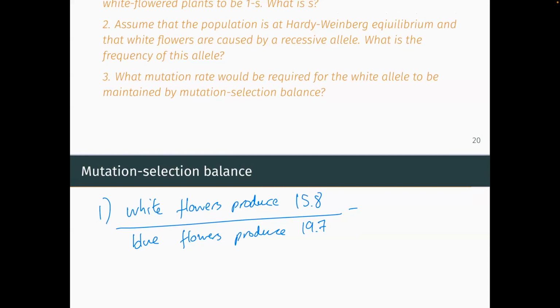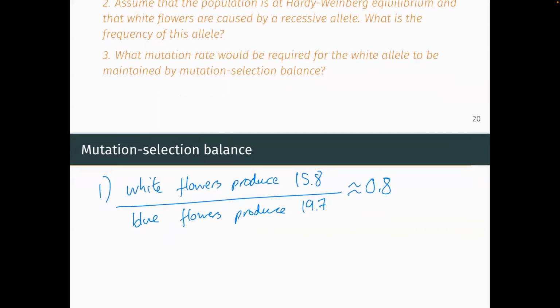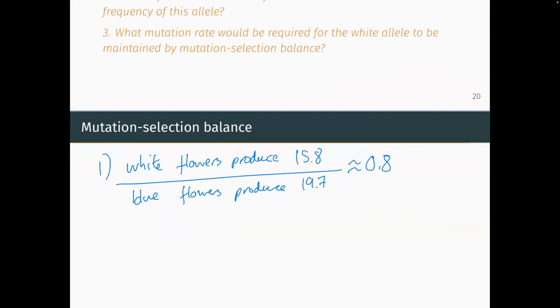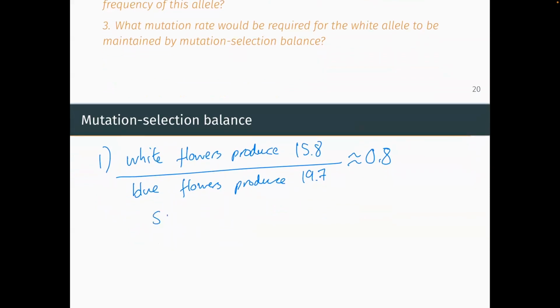This is roughly 16 over 20, so that's roughly 0.8. This is saying that the fertility of white flowered individuals is going to be roughly 80% of those that are blue flowered. So in this case, we can write down our selection coefficient as 1 minus 0.8, which is just 0.2.